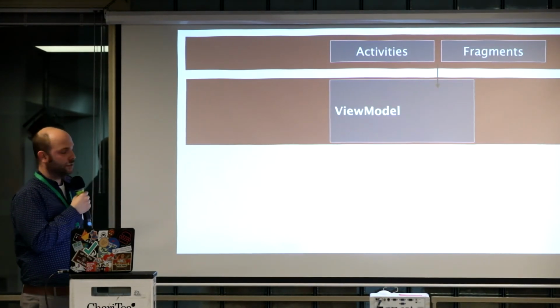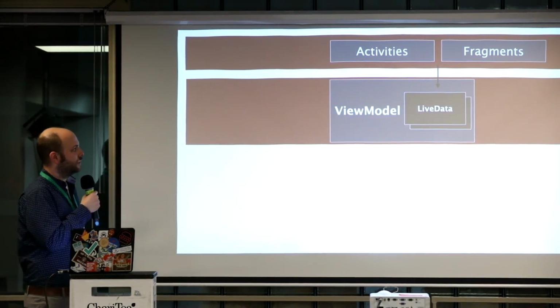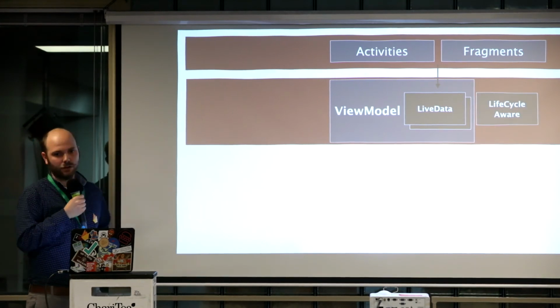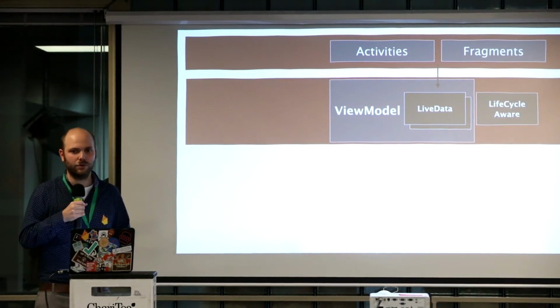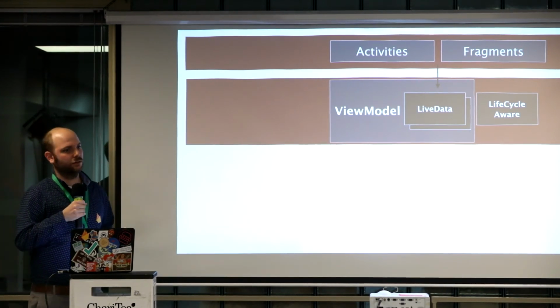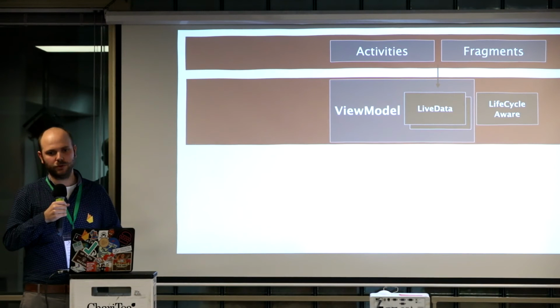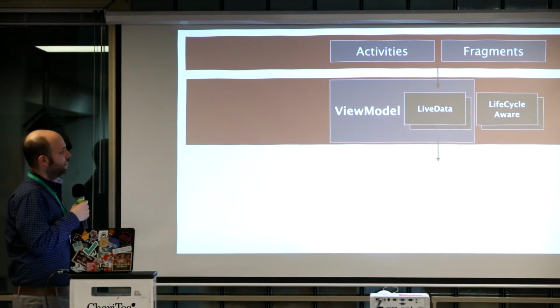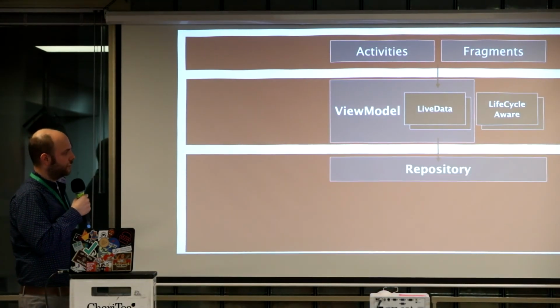Then our second layer will contain our view models with the live data objects and some lifecycle-aware components. Let's say if we have a location manager or a tracker that needs to be bound to the lifecycle events. And our third layer would be our data layer.